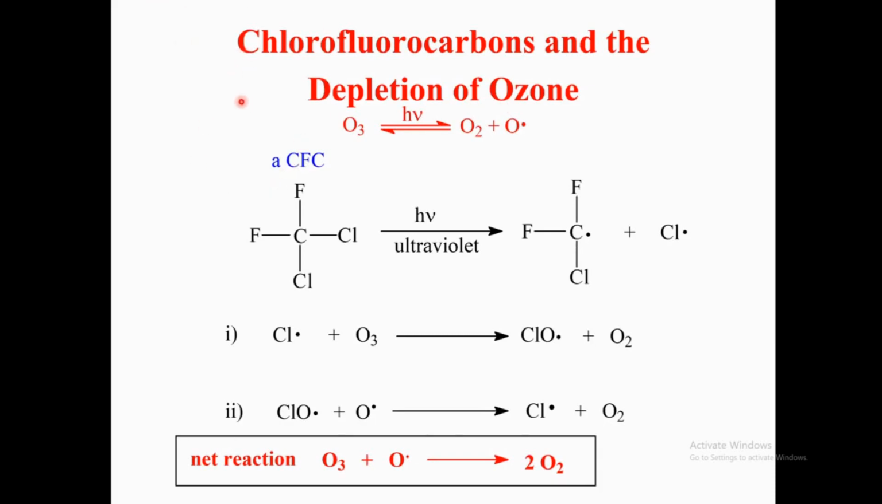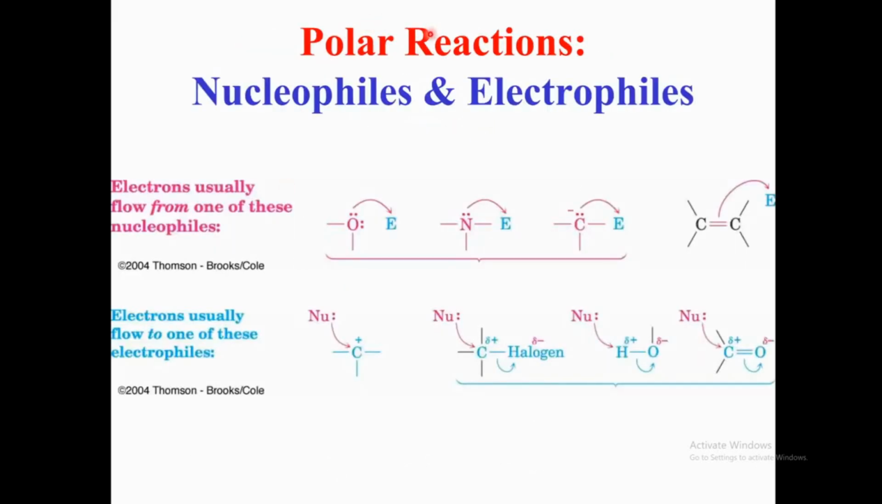And this is the mechanism of how the ozone layer is destroyed by chlorofluorocarbons, which generate free radicals, and then destroy the O3 into O2. Now the discussion that we discussed so far was related to non-polar reactions. There is more to it: polar reactions, which involve nucleophiles and electrophiles.